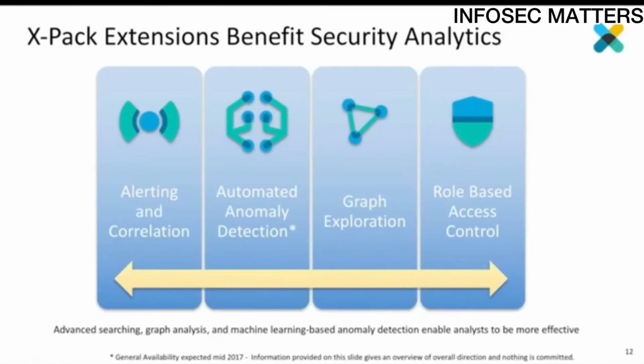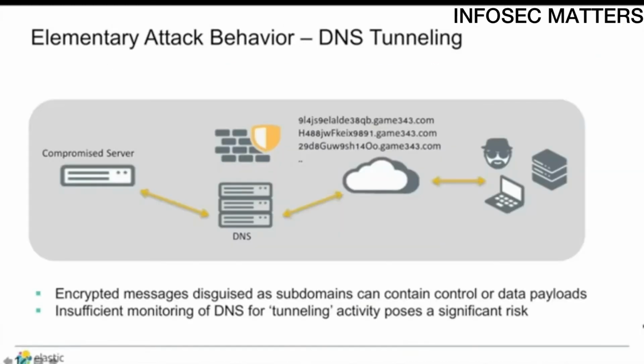The key features I want to focus on today in the XPack functionality are the alerting, the brand new anomaly detection, the graph exploration, and then to identify the fact that as we've got such a rich seam of data, we want to provide role-based access control to that data. The demonstration I want to walk through today is a DNS exfiltration of data. This is where a malicious user has gained access to a system and is using the DNS system to extract data held within your infrastructure.